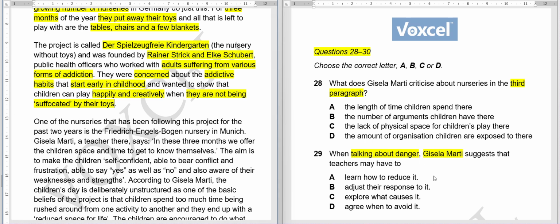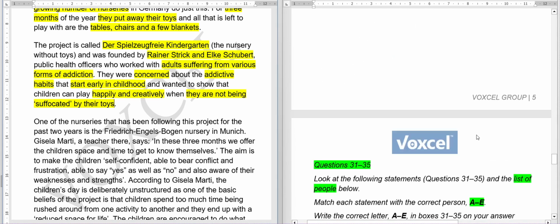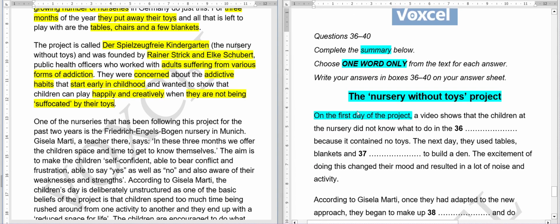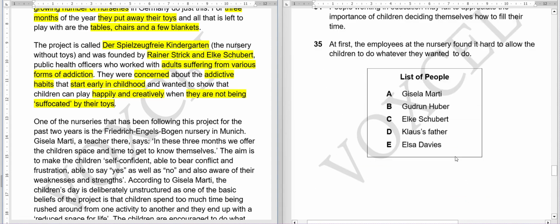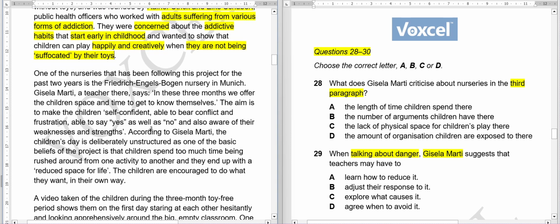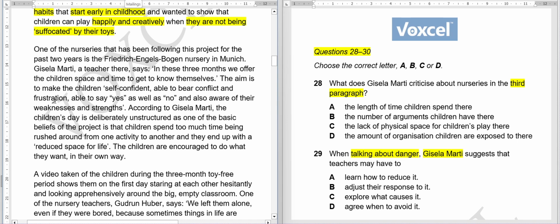So they wanted to show these kinds of things. Now we haven't read about Gisela Marti. There is no name in it, so we don't have to read these questions just yet. And again, there is no mention of the first day of the project, so we don't have to worry about that. So in the first two paragraphs we don't have any answer. Let's read the third paragraph and see whether we have any answers in it. One of the nurseries that has been following this project for the past 2 years is the Frederick Engels Bogen Nursery in Munich. Again, I'm sorry if I butchered this name. So this particular nursery in Munich has been running this project for the past 2 years.